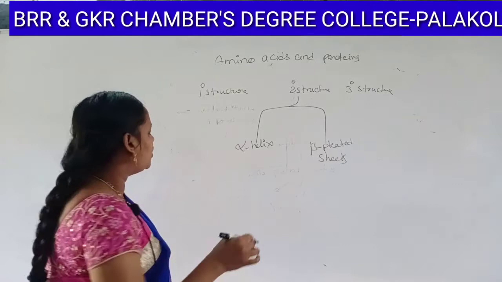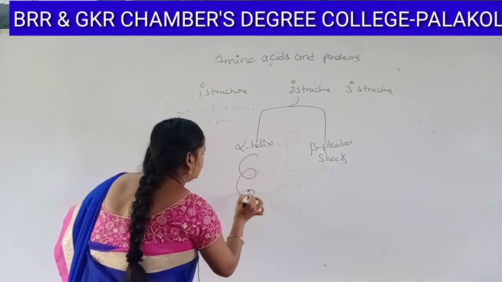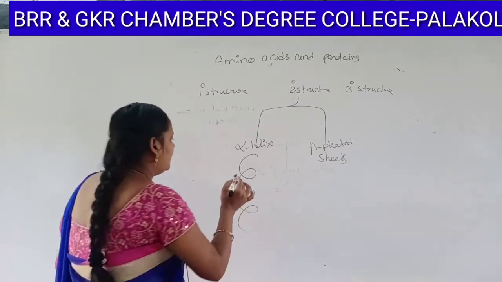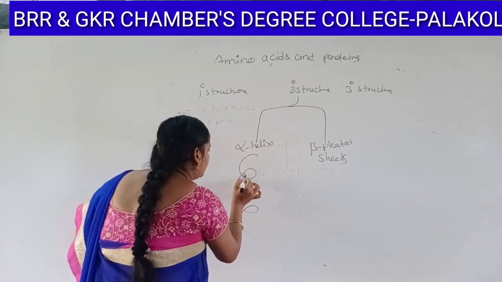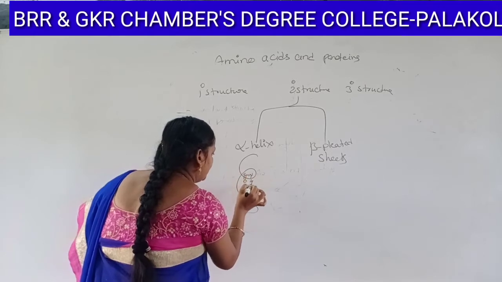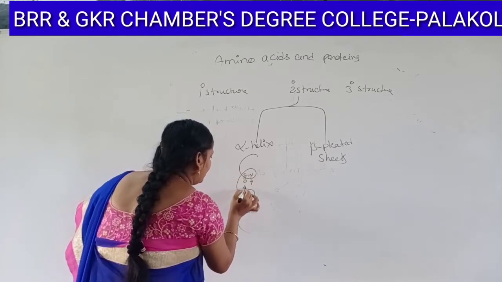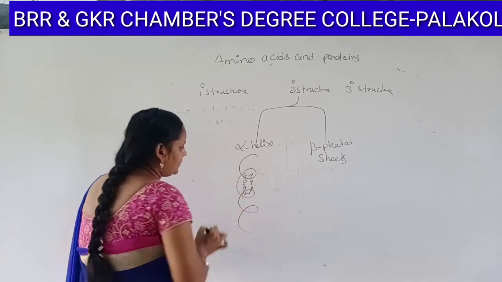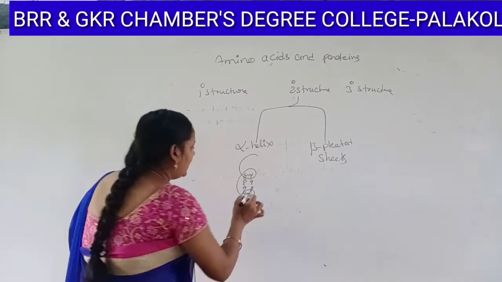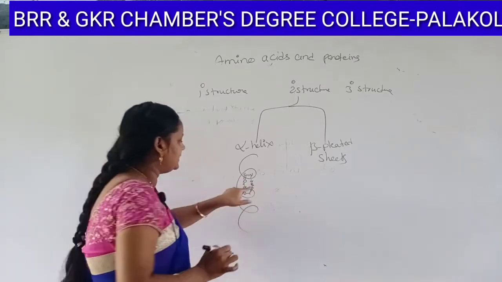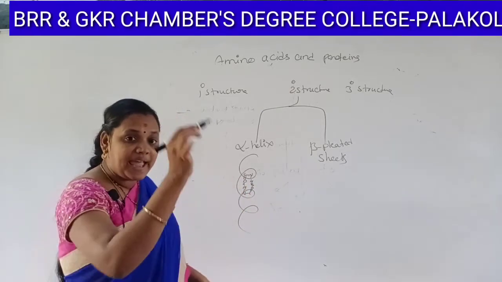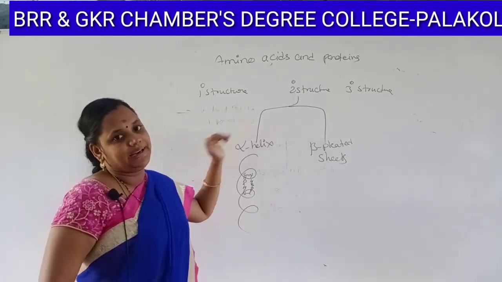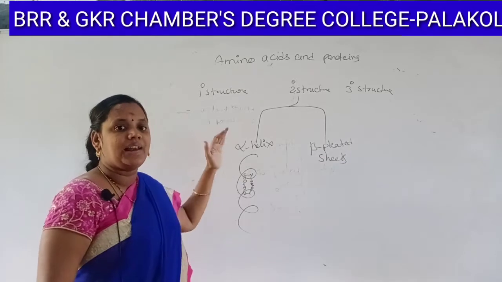Here the proteins are coiled. The proteins are coiled through hydrogen bonding. For example, C double bond O, NH here. Here you will have NH, C double bond O. Here there is hydrogen bonding between this oxygen and this hydrogen, and between this oxygen and this hydrogen. Understood students? They have a coiled structure. This coiled structure is called alpha helical structure, simply called alpha helix.